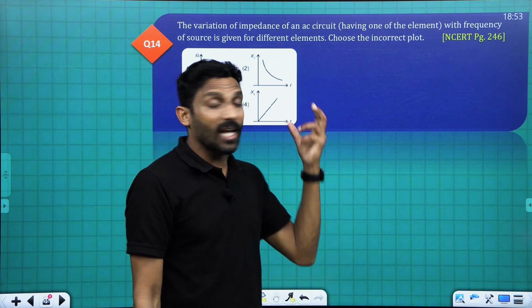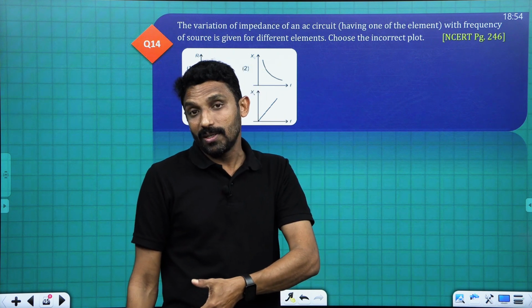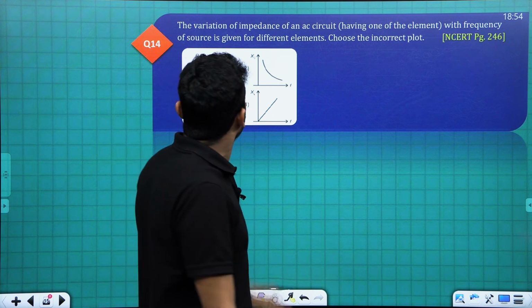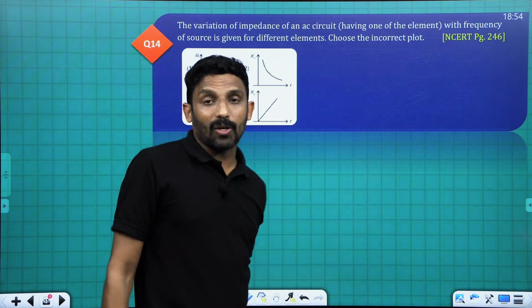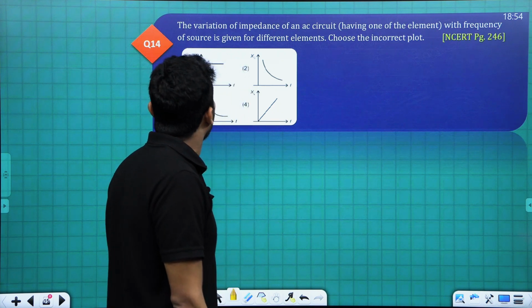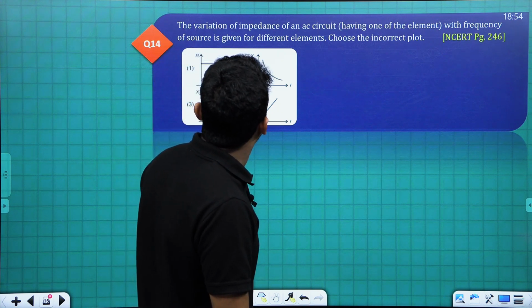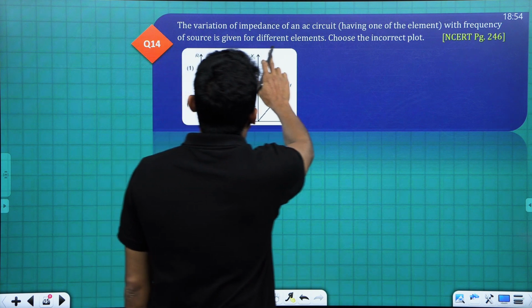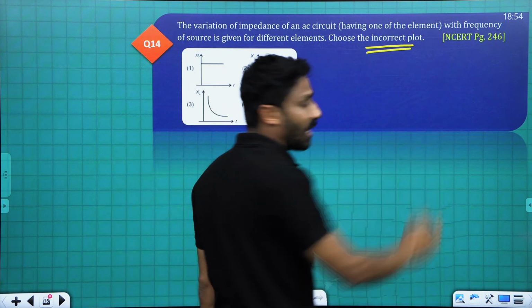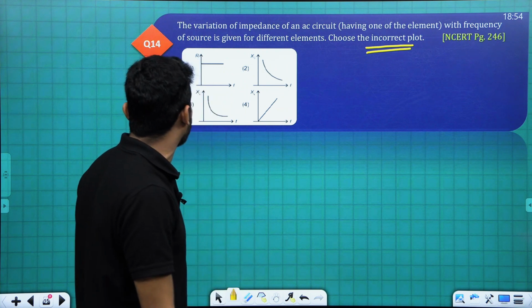So this is only having one of the elements. Yes. With the frequency, the graph is with impedance and frequency. Impedance on one axis and frequency on another axis. What is the correct graph? I think given different, choose the incorrect plot is the question. Incorrect plot is to be selected.